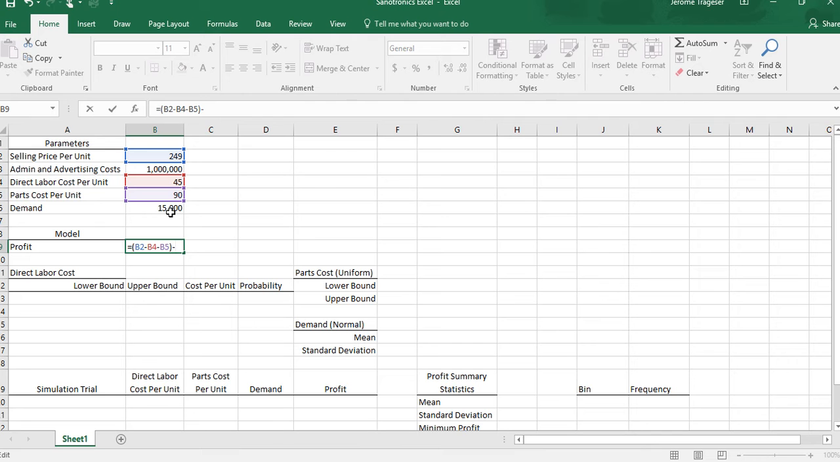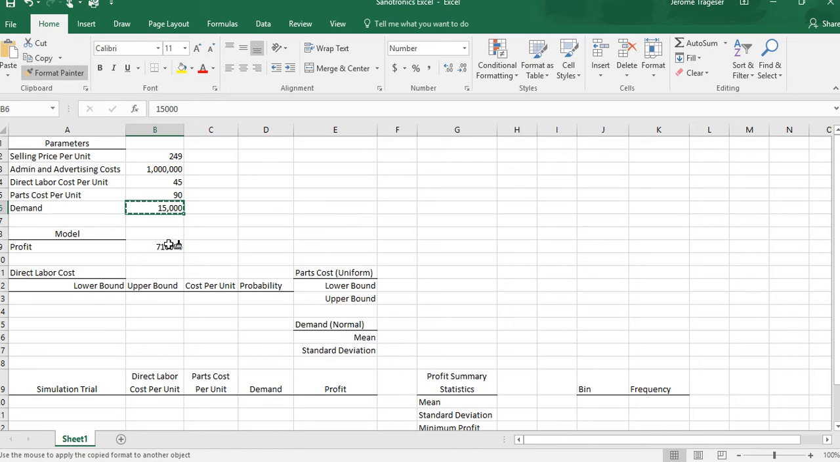Multiplied by the demand. And then finally subtract our administrative and advertising costs. That's the 1 million. I'm going to copy and paste this format again. We can see that the profit in our base case scenario is $710,000 per year.